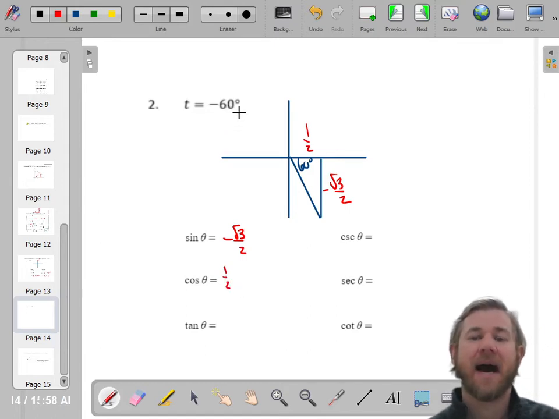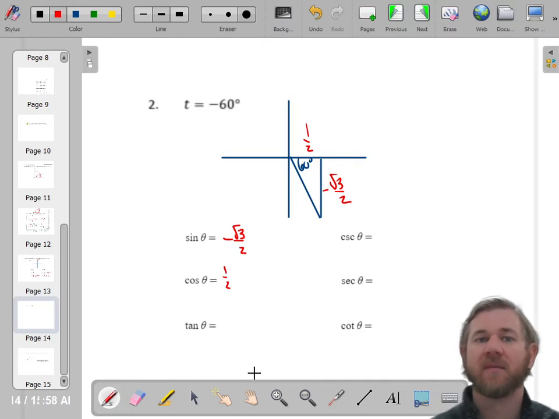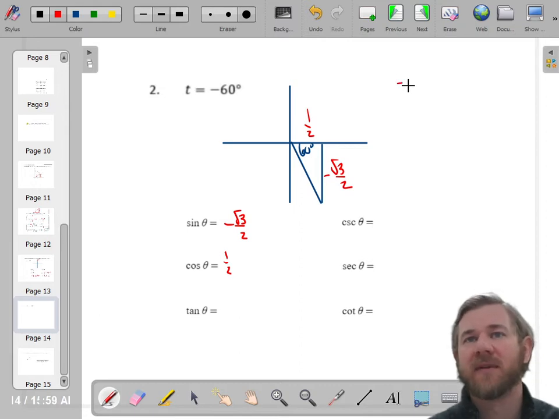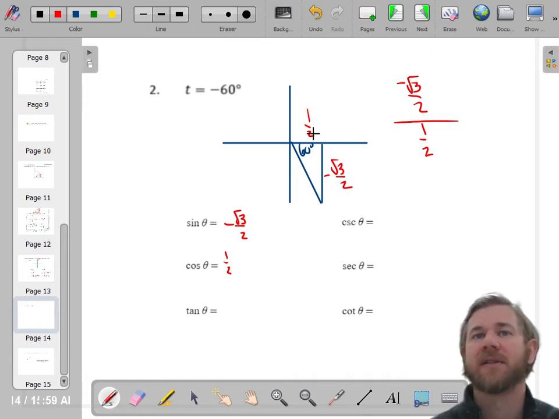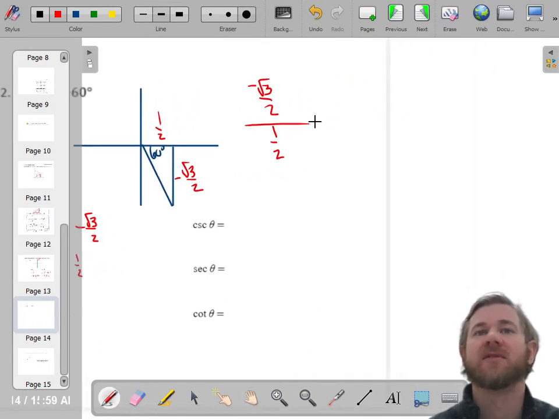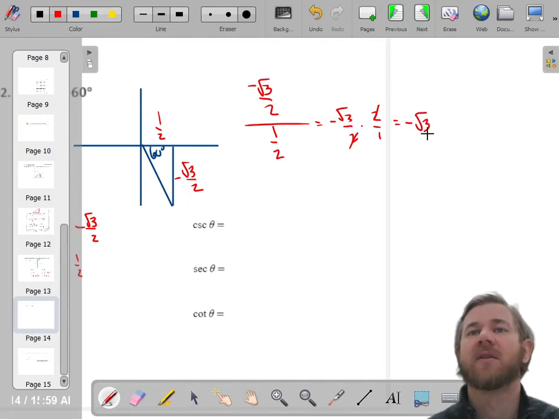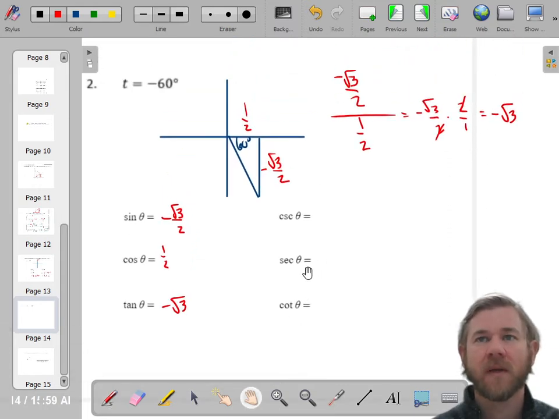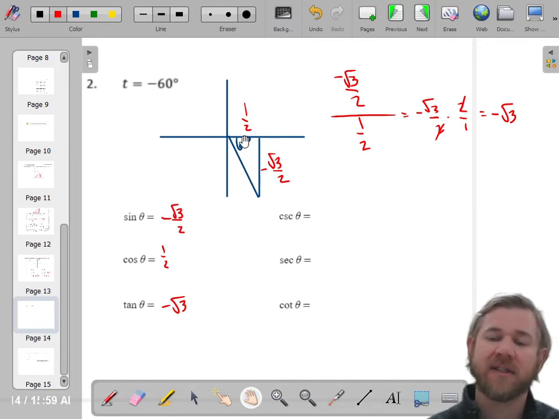Tangent is opposite over adjacent. You're going to do this enough that you'll probably just remember it, but let's go through it. We have negative radical 3 over 2 divided by 1/2. So copy, change, flip: negative radical 3 over 2 times the reciprocal, 2 over 1, and those will cancel, and you'll just get negative radical 3. What I would suggest you remember, because you're going to see this all semester, is if you have a 60-degree reference angle, tangent's going to be radical 3. In the fourth quadrant, it's negative.